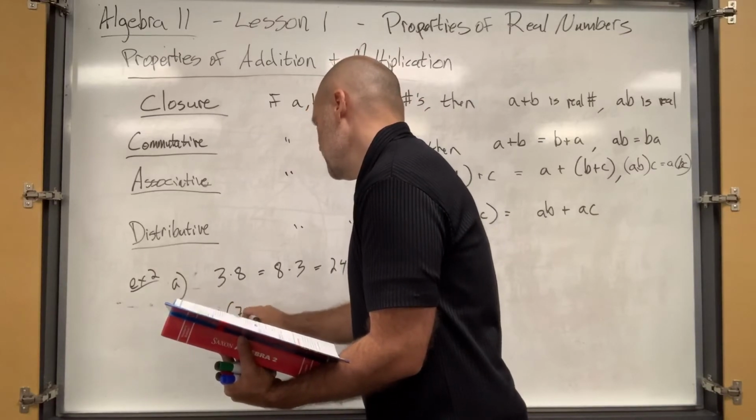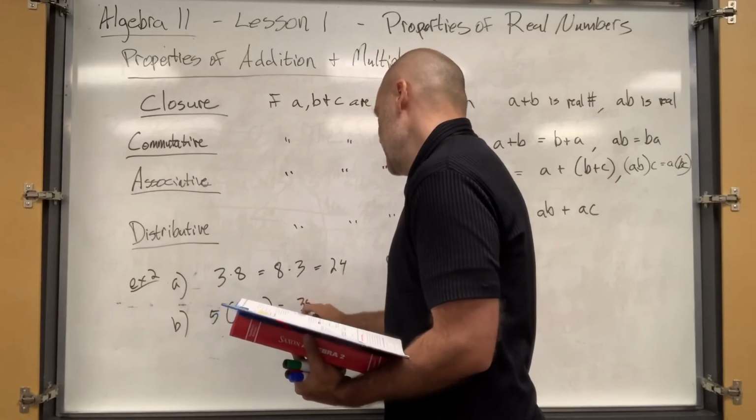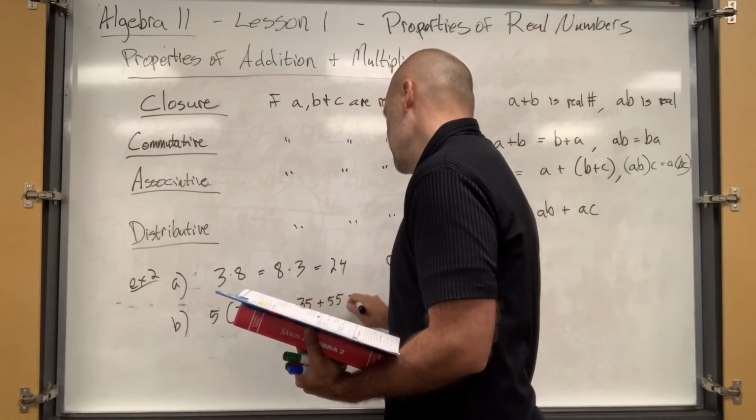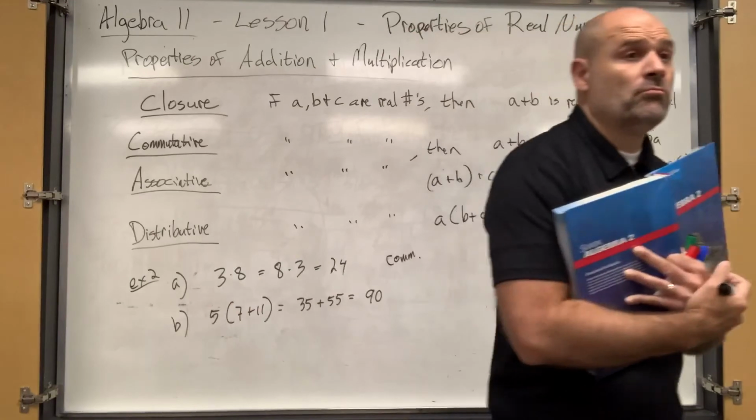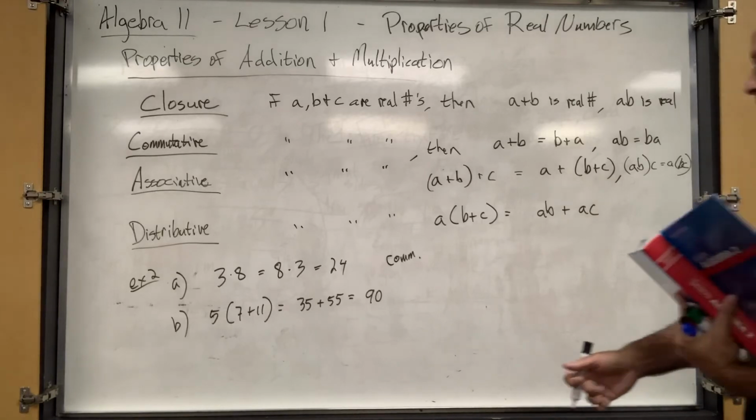5 times 7 plus 11 equals 35 plus 55, which equals 90. What property is that? Distributive. We're distributing the 5 to the 7 and to the 11. Okay? Now, sometimes this is an easier way to do this problem, but I'm just going to follow the order of operations. 5 times 18 is 90. So it doesn't matter what way you do it. The distributive property says you can do it both ways.